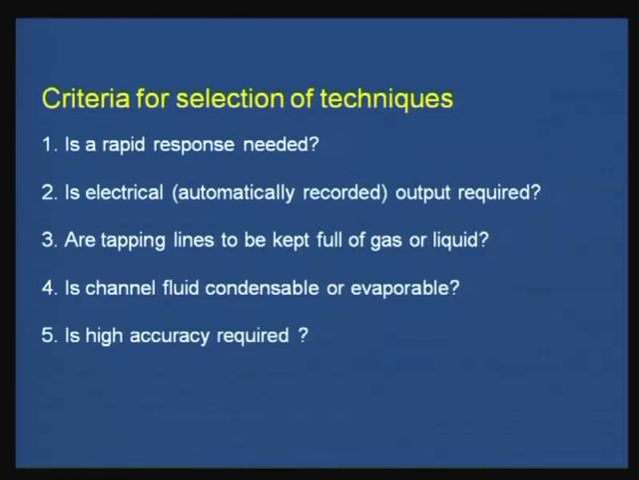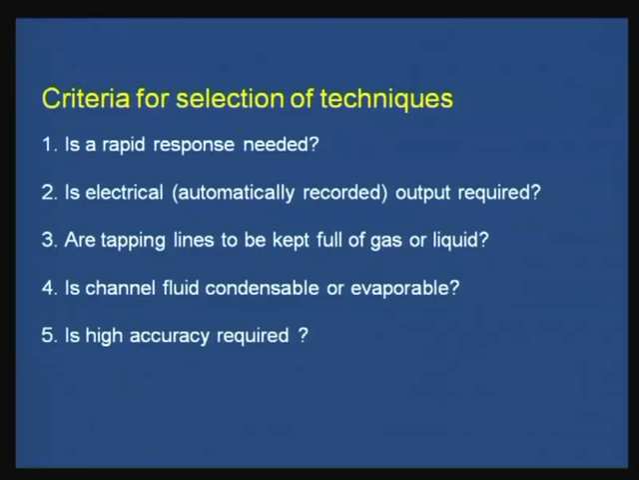What are the criteria for selection then? Let us see the different ways by which this selection is done. First thing is, do you need a rapid response? For example, are you interested to measure the pressure fluctuations or only the pressure drop? Suppose you are interested to find out the pressure fluctuations, then naturally we cannot go for manometers. We cannot even go for differential pressure transducers, they are also not accurate. The only option we have is locally mounted pressure transducers, that is mandatory. And among these locally mounted pressure transducers also, depending upon the response time and the temperature, we have to see what type of transducer we will select.